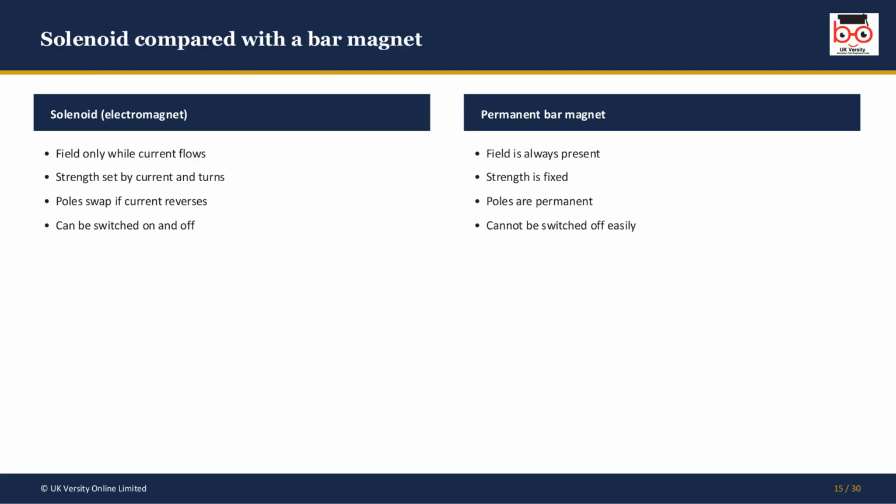Let's compare a solenoid with a permanent bar magnet. The solenoid, an electromagnet, only has a field while current flows. Its strength depends on the current and the number of turns. Its poles swap over if you reverse the current, and best of all, you can switch it on and off. The permanent bar magnet, by contrast, always has its field, its strength is fixed, its poles are permanent, and you can't simply switch it off. That switchability is the electromagnet's great advantage.